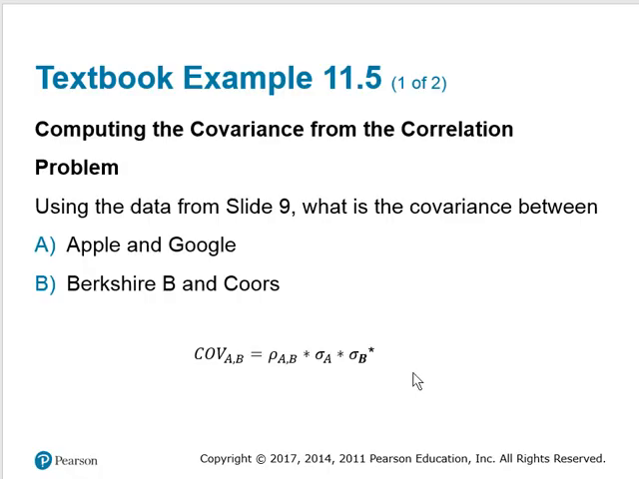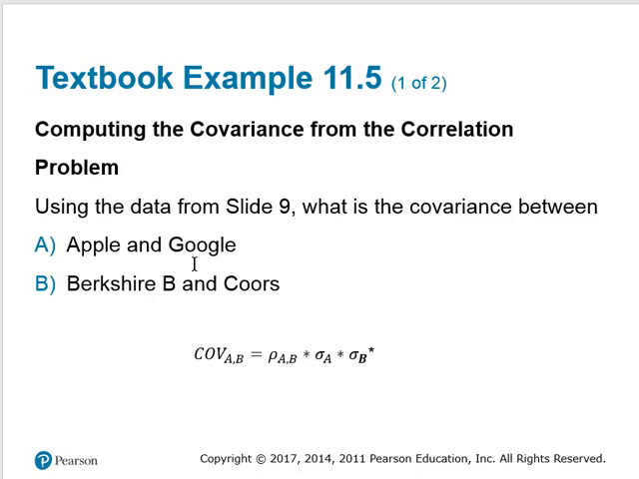So now let's continue talking about this concept of correlation. It comes from another statistic called covariance. Covariance measures the relationship in how two things seem to act alike. Our formula for covariance is the correlation between assets A and B multiplied by the standard deviation of A times the standard deviation of B.